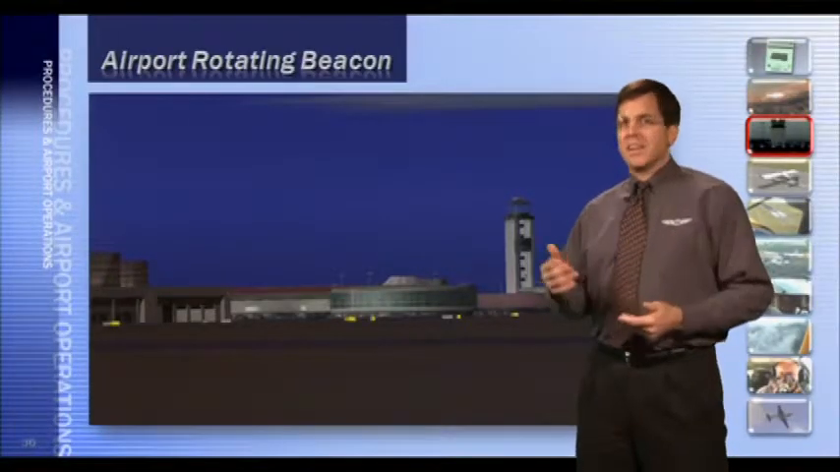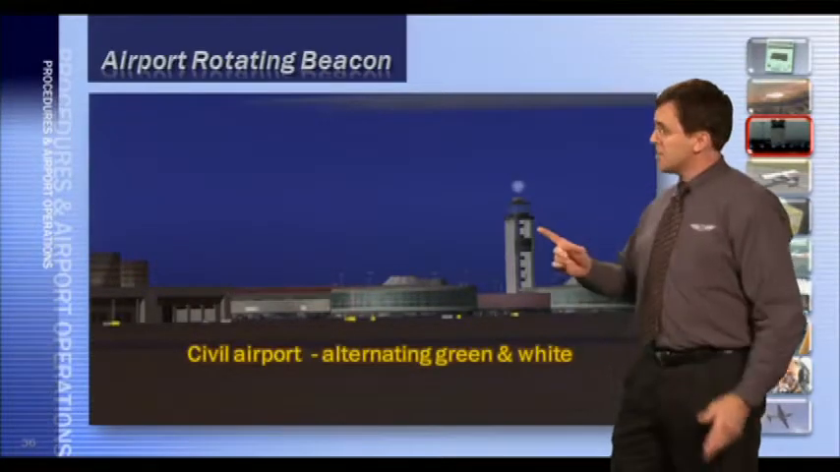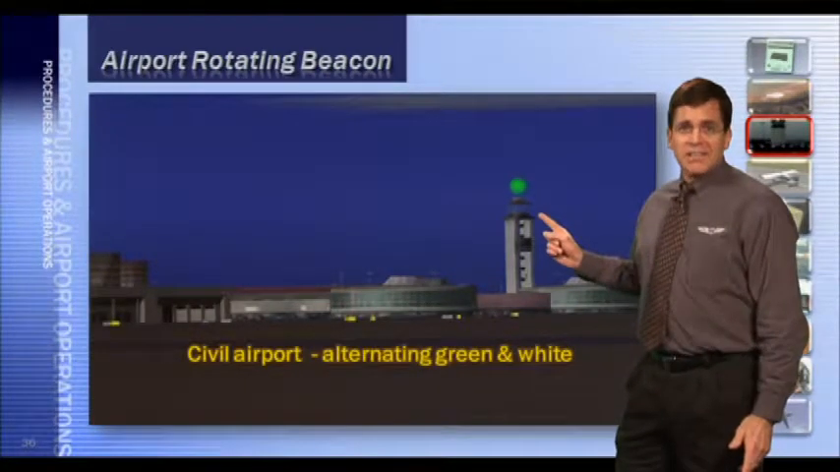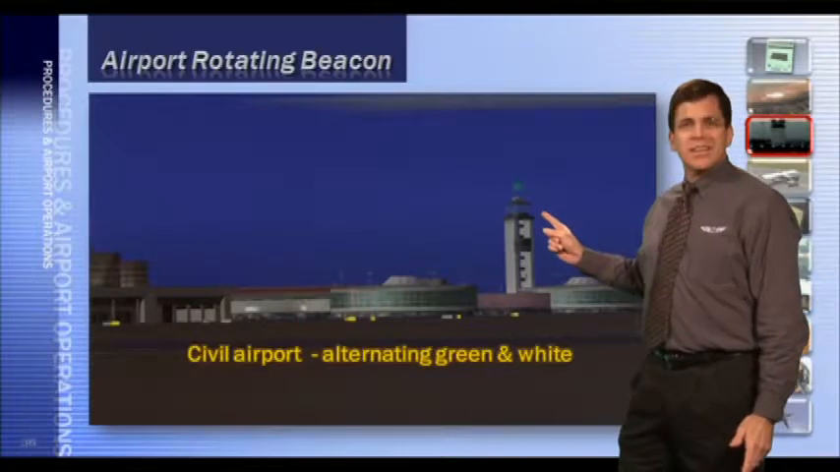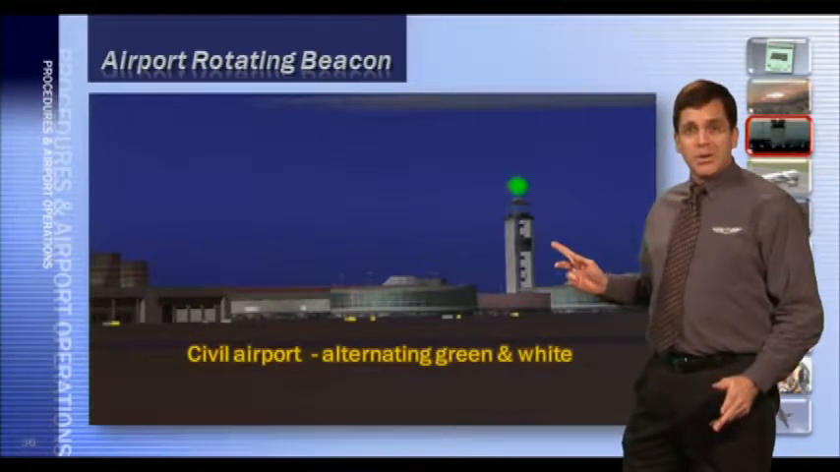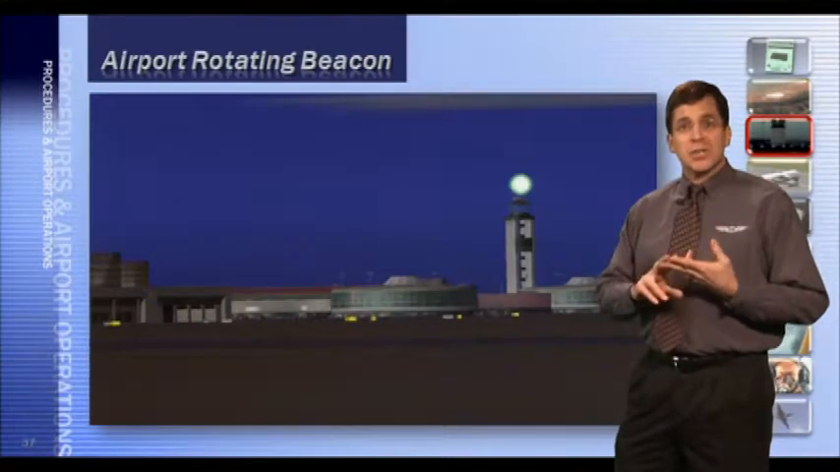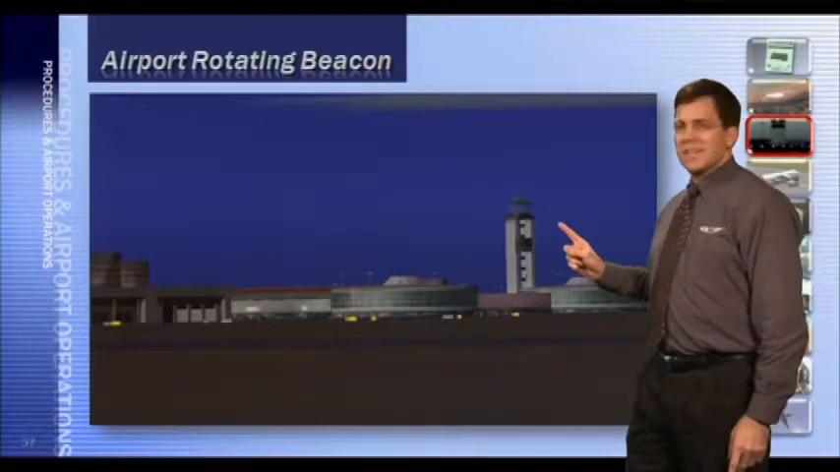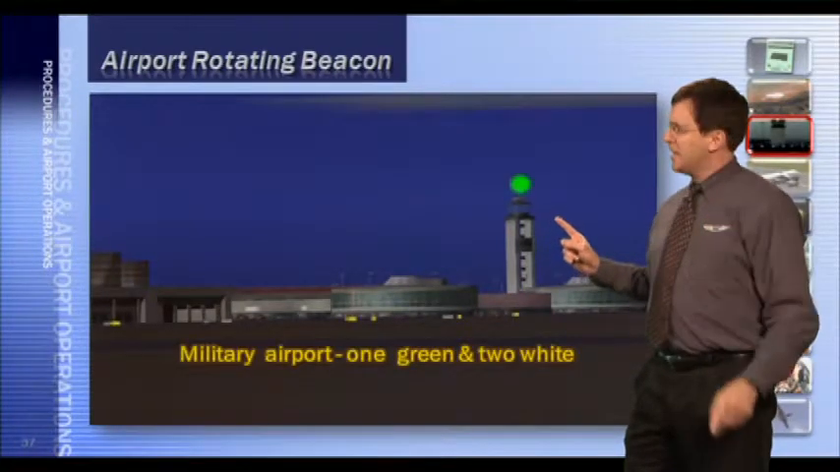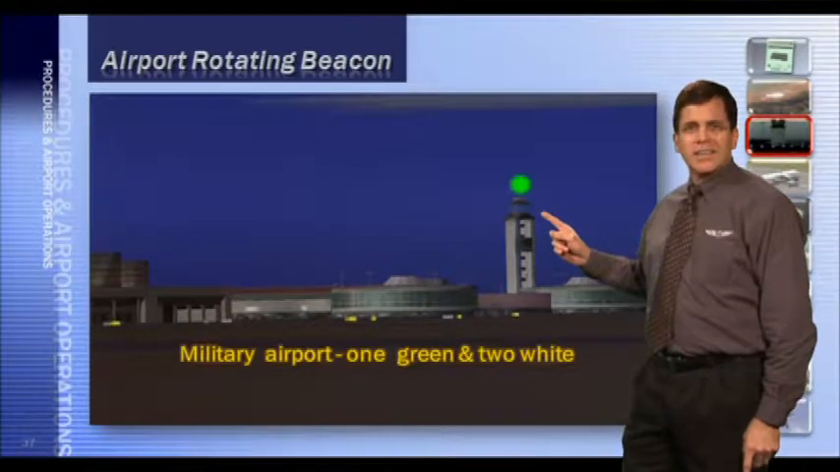This graphic depicts the airport rotating beacon light. Here's a green and white flashing light that's known as a rotating beacon. This beacon indicates the location of a civilian airport. Military airports have beacons that show a green light that's followed by 2 quick white flashes: green, white, and white.